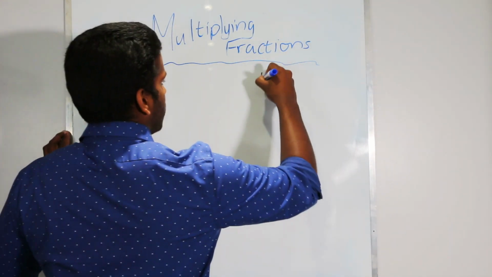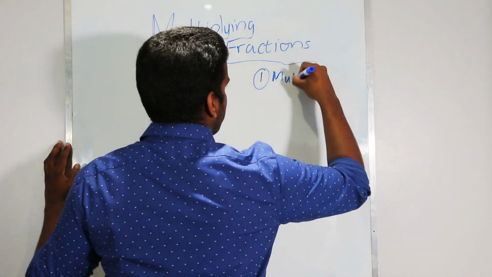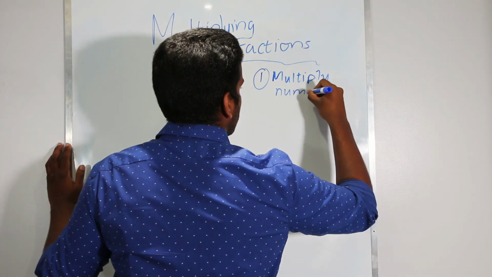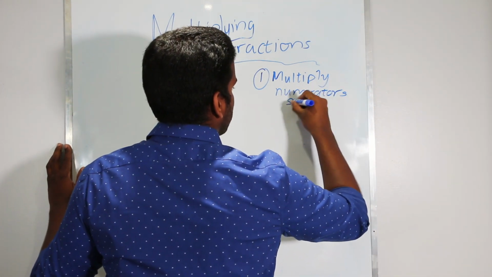So the first step in any multiplying fraction problem, you multiply numerators separately.